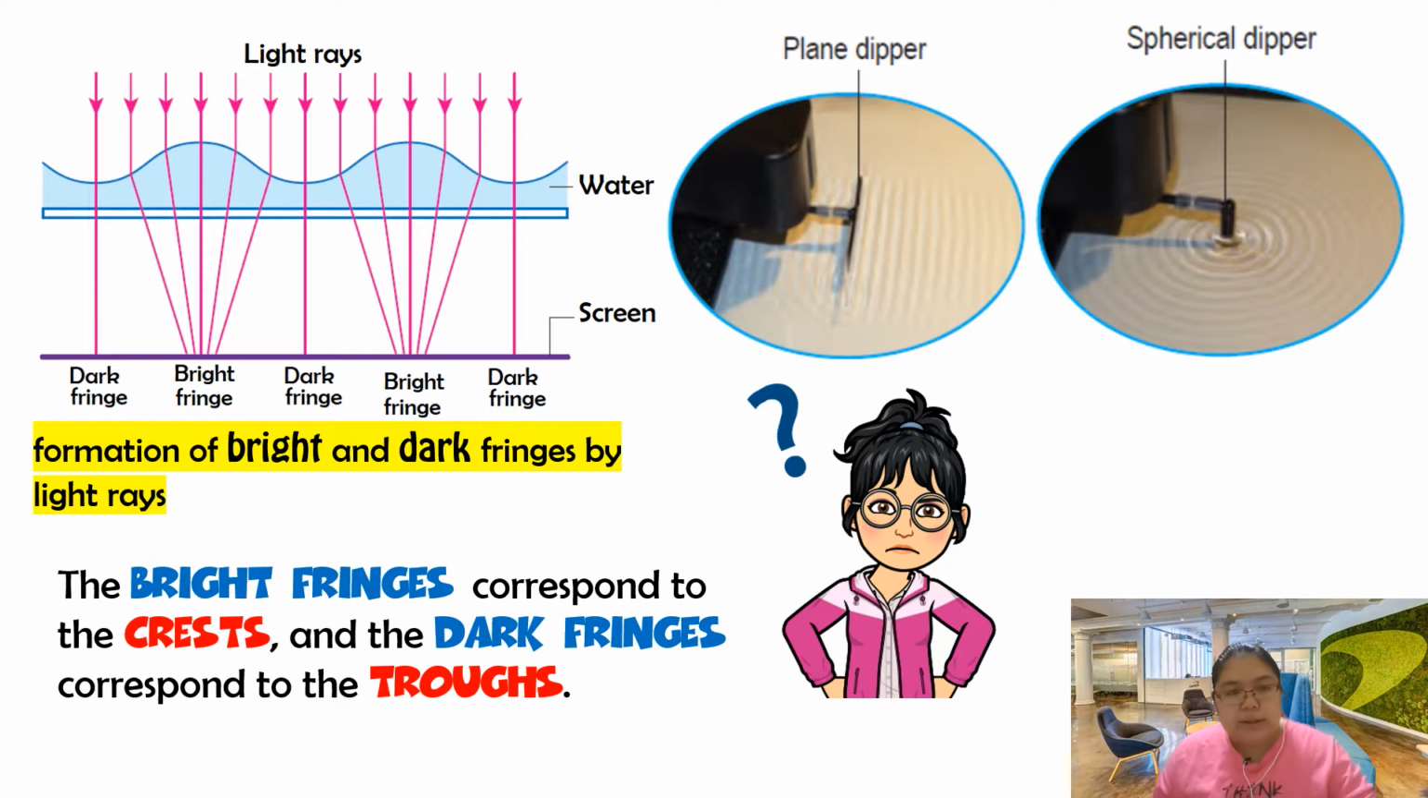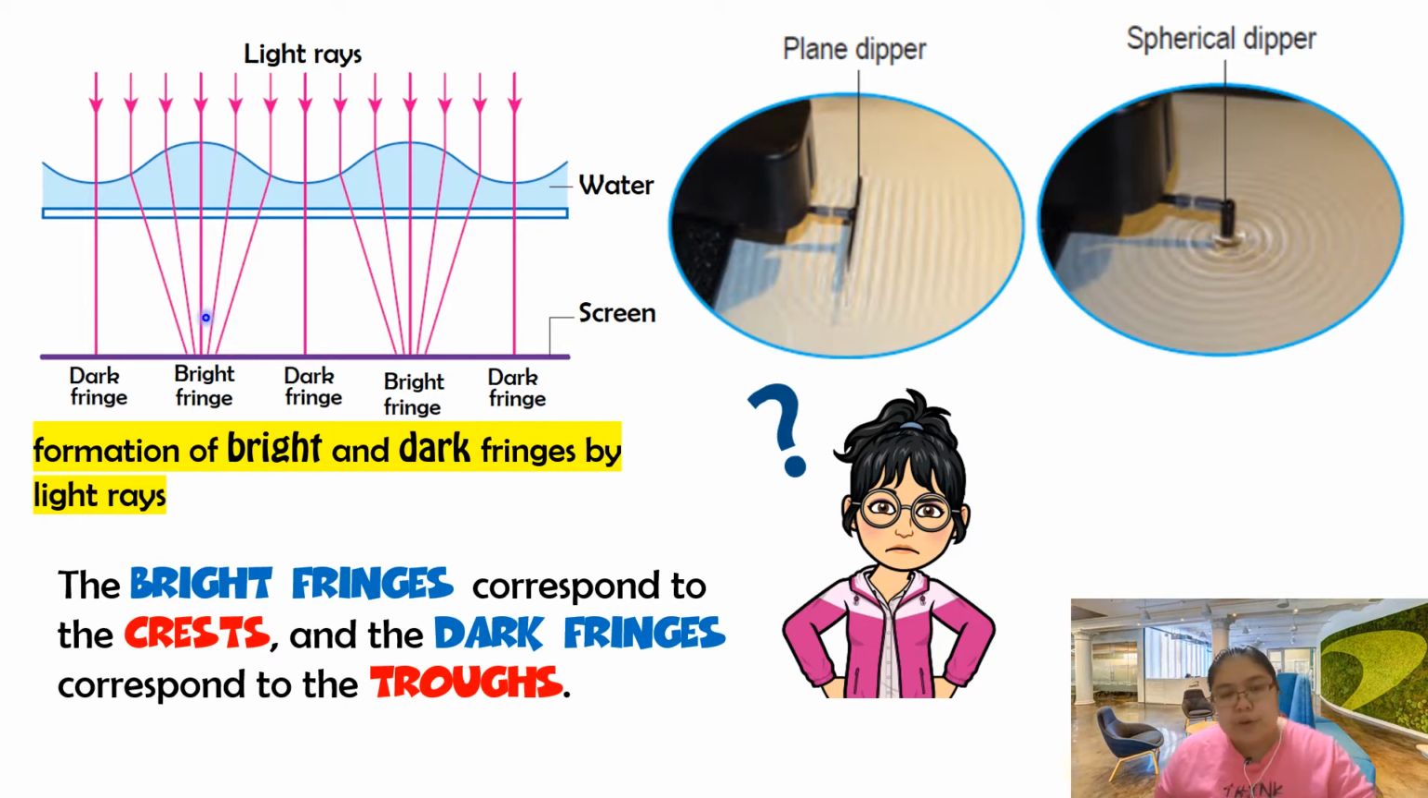Now we're going to see how the light rays travel through the water wave. First, there is a straight line going down. Another ray, just touching the trough, bends away. So this part is a dark fringe because the light cannot focus. Now let's see the crest part. When the light goes through the crest, it all focuses to one point, so this point becomes a bright fringe.